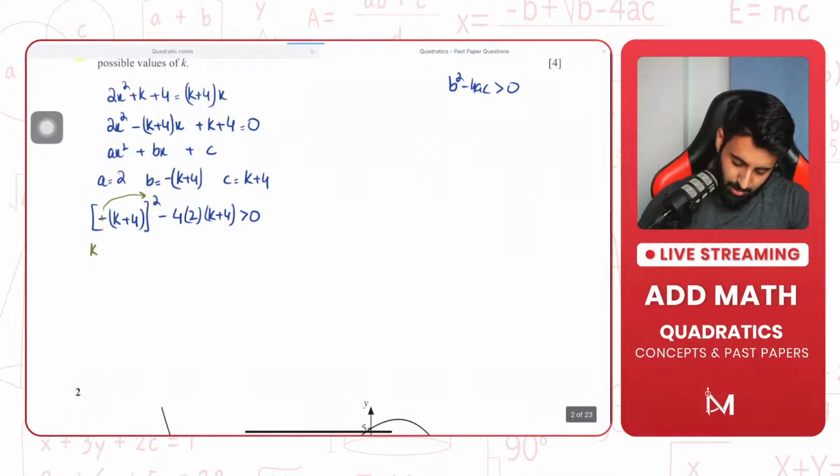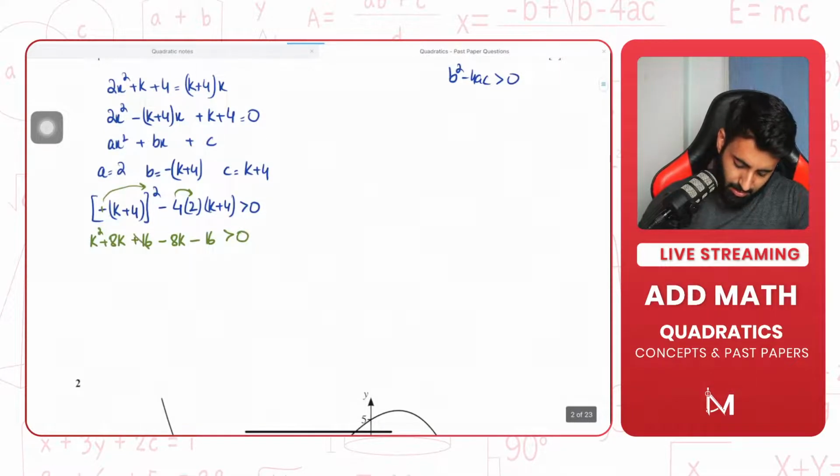So now k plus 4, the whole thing square, means k square plus 8k plus 16. 4 into 2 is 8. So 8 into k will be minus 8k minus 16, is greater than 0. So what do we have now? Plus 16 minus 16 gets cancelled. No, wait a minute. I think I have made a mistake. 4 into 2 is 8, 8 4s are 32. Sorry, not 16, it's 32. Yeah. So here's what happens. Plus 8k minus 8k gets cancelled. We have k square minus 16.